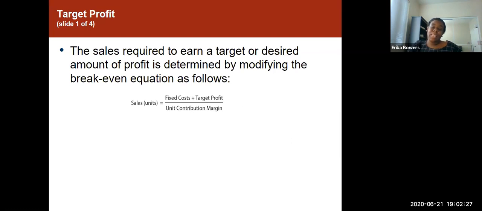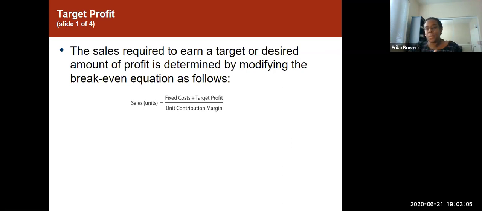Now, what if we want to make a profit? You will do the same formulas that we just learned, but just add target profit. So notice, if we take off this target profit, fixed cost divided by unit contribution margin is how many sales in units we must make in order to break even. Well, if I want to make $10,000, I just add my target profit and divide by unit contribution margin, and it tells me how many units I must sell to make that target profit.